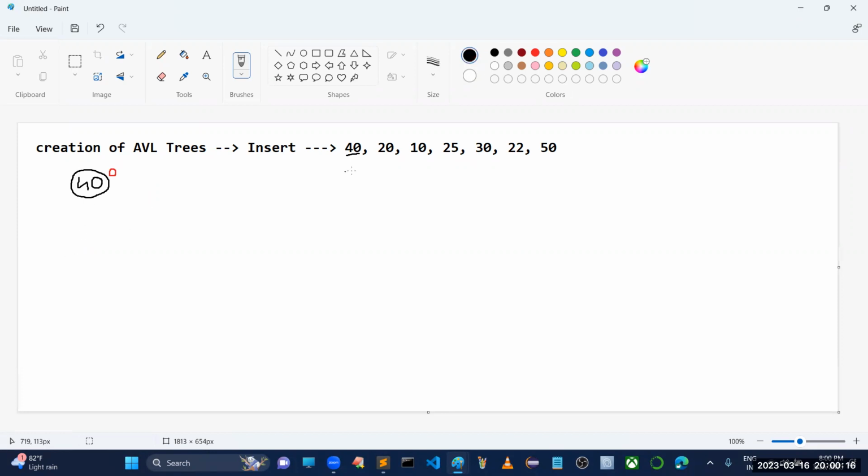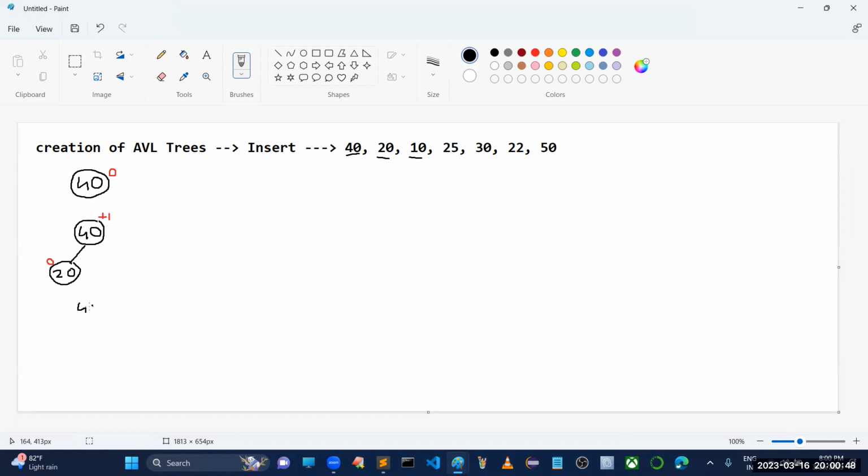Now I want to add 20. For 40, this 20 will become the left subtree, right? Now check the balance. Sir, it is 0, and the height is 1 minus 0, which will become plus 1. So no issues up to this. 20 also inserted. Now add 10. It will become the left subtree to 20.